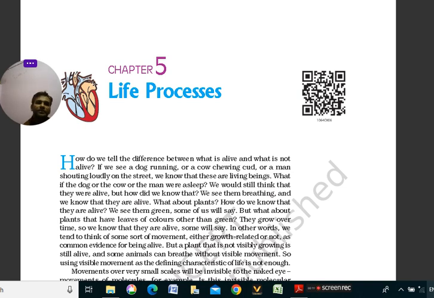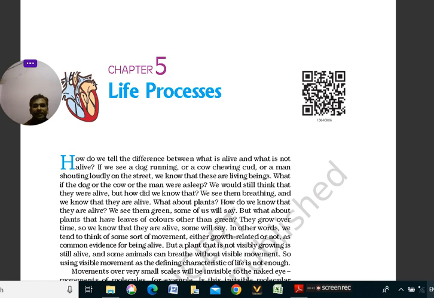Today we are going to discuss life process. As we can understand, the word itself suggests the process which is related to life. And we know what life is. Actually, it starts with the foundation, the building block of our life, which is cell. Cell is the basic structural and functional unit of life.